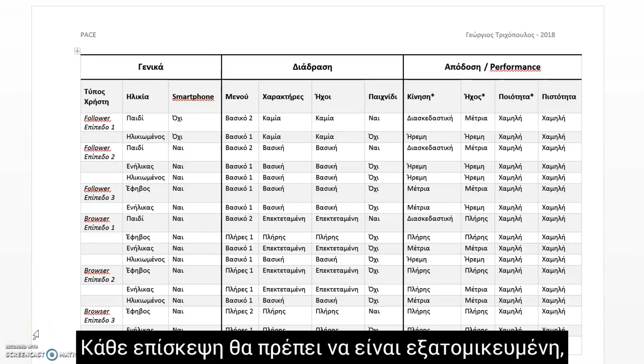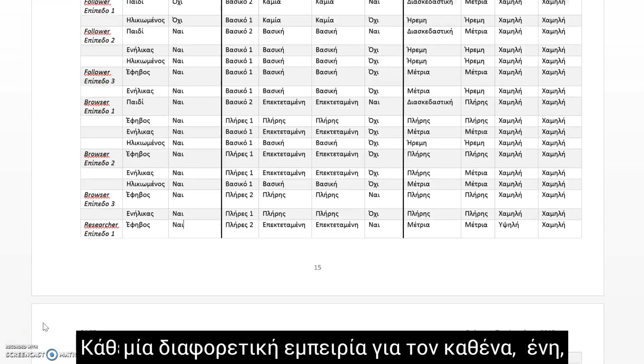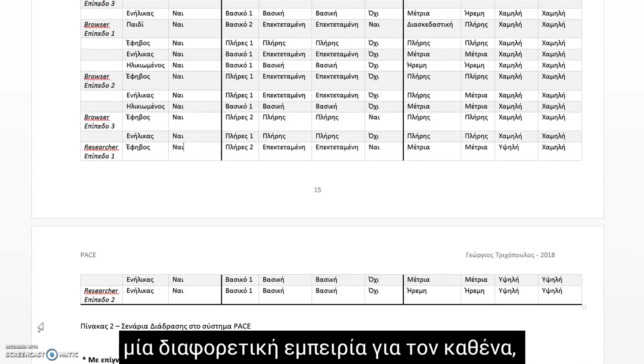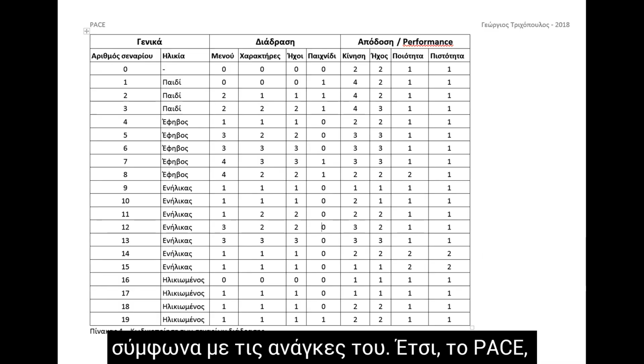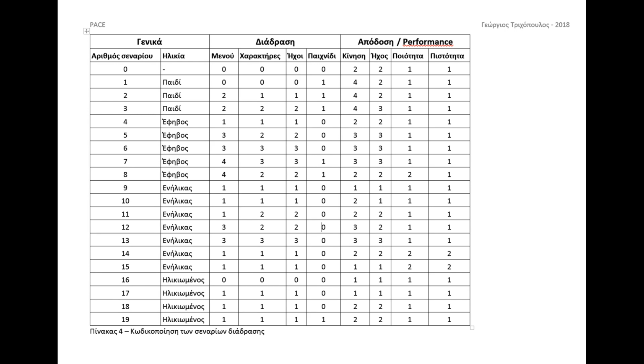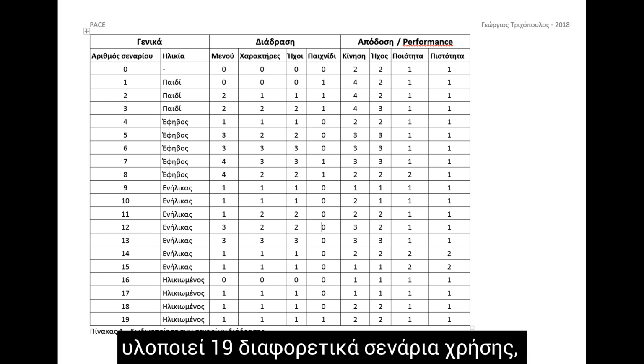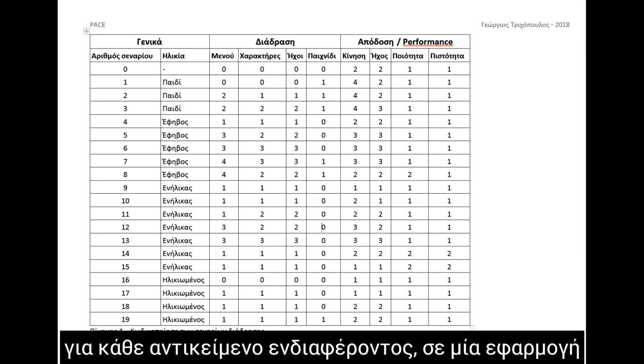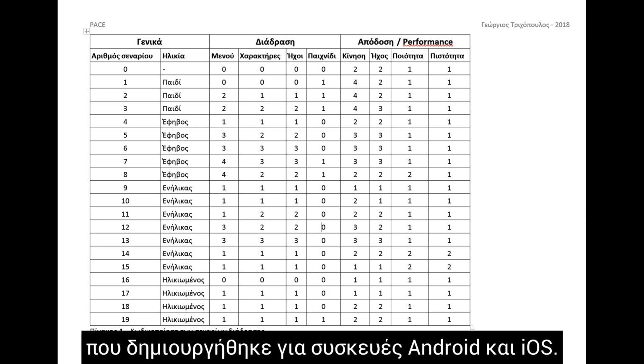Every visit should be personalized, a different experience for everyone, according to his needs. So PACE implements 19 different scenarios of use, for every object of interest, on a mobile app created for Android and iOS devices.